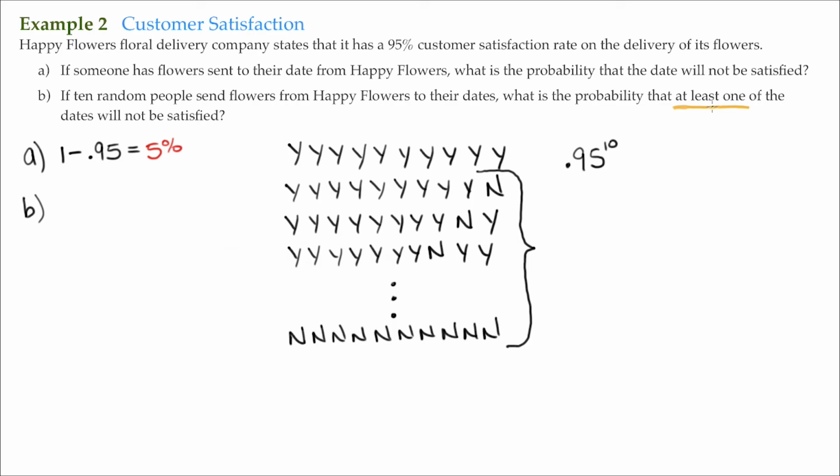For at least one to not be satisfied, that's this group here, we just subtract 1 minus 0.95 to the 10th power. And 1 minus 0.95 to the 10th power comes out to be approximately 0.4013. And of course, we recognize that is 40.13%.